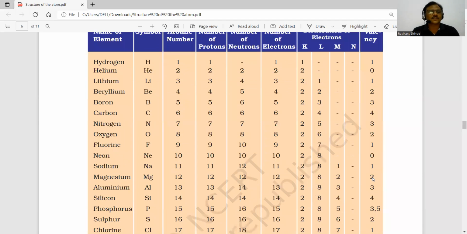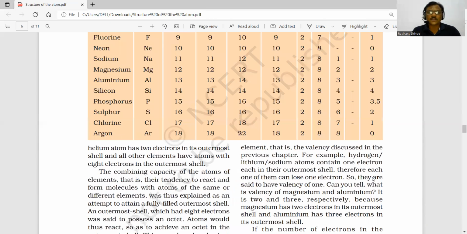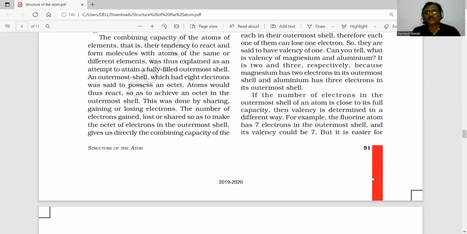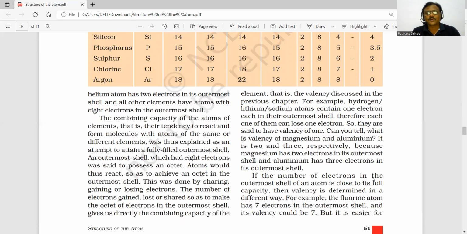Now look at the chart. It's a very important chart. You must know this chart. And the must-know portion is that for at least 18 elements, you must know the atomic masses, atomic numbers, and neutron numbers. Now see, here we have the number of electrons. So how can we find out the number of neutrons if we know the atomic mass and atomic number?